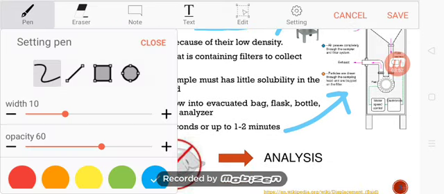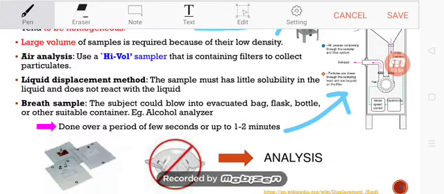Then the breath sample. For the breath sample, the subject could blow into an evacuated bag, flask, bottle, or other suitable container. For example, an alcohol analyzer. You need to do it over a period of a few seconds or up to 1 to 2 minutes. You cannot blow more than 1 to 2 minutes because your evacuated bag will be full. So normally for TB patients, you need to blow into an evacuated bag.